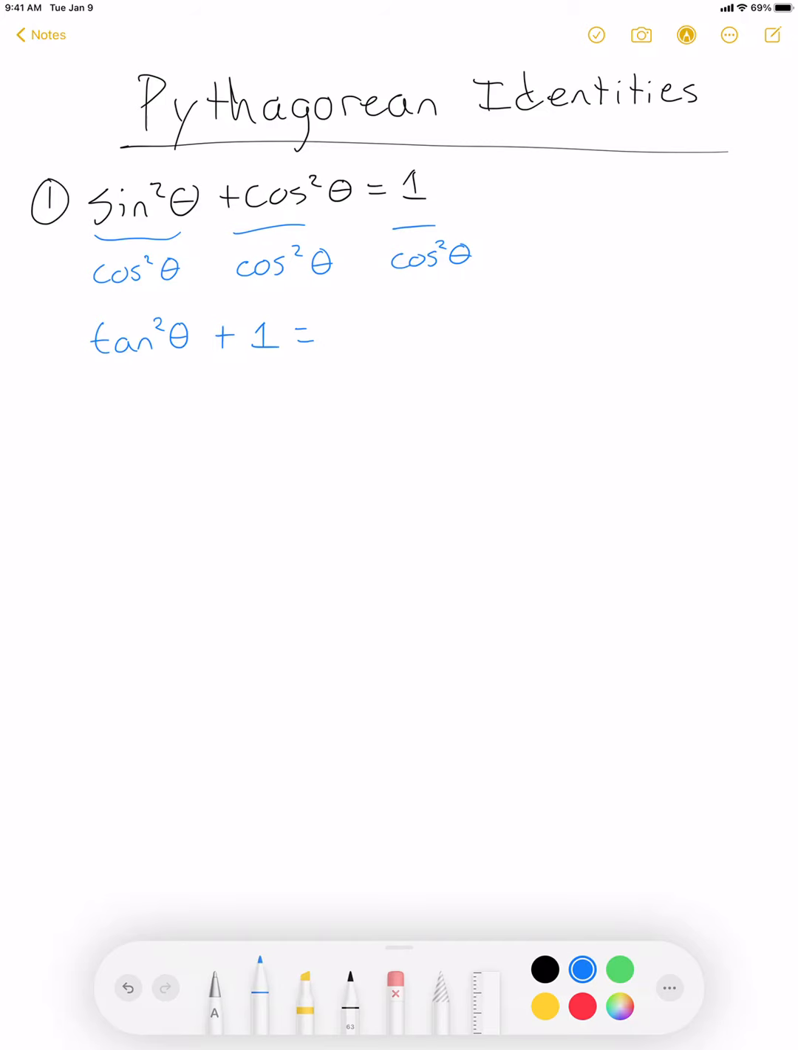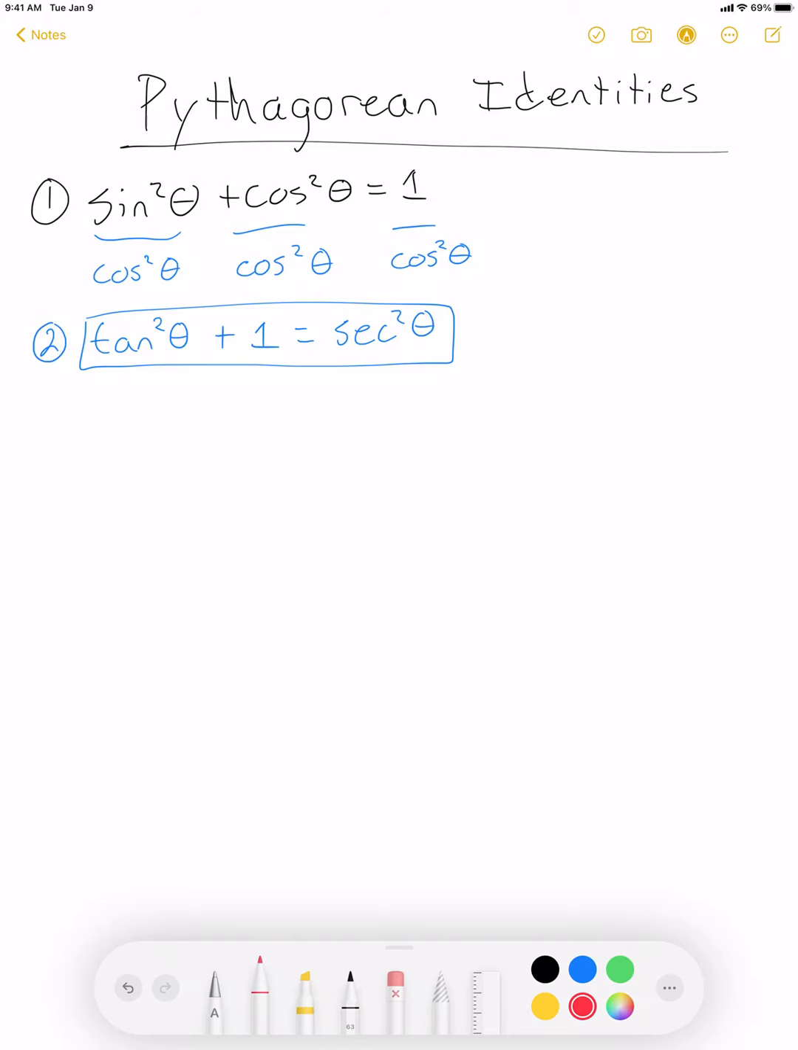And then equals 1 over cosine squared. So the reciprocal identity for 1 over cosine squared would be secant squared. And so this would be our second identity. So we're going to want to know that.